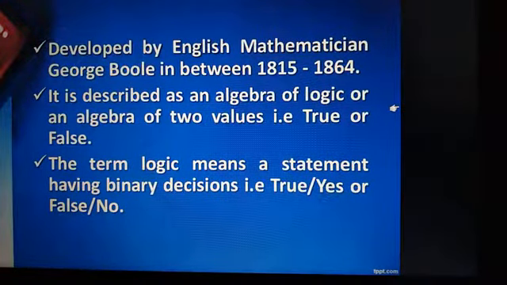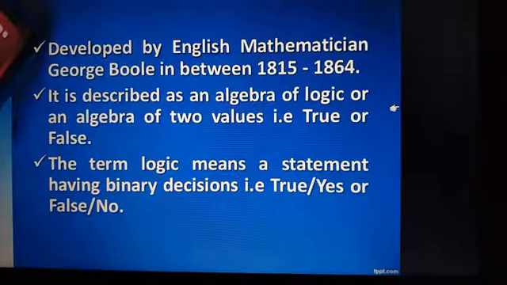The term Boolean algebra was described by English mathematician George Boole between 1850 and 1864. Again, this question is asked many times for 1 mark. Who coined the term Boolean algebra? George Boole, the English mathematician, coined the term. It is described as an algebra of logic, or an algebra of two values, true or false.